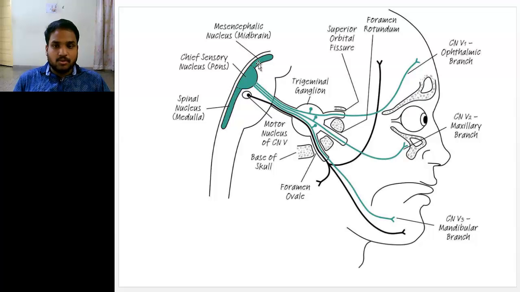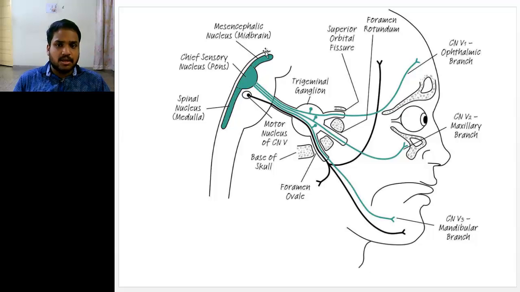It has got three nuclei, that is the mesencephalic nucleus that is situated in the midbrain, the chief sensory nucleus in the pons, and the spinal nucleus in the medulla. So see that the nucleus of the trigeminal nerve is very large, right? So the mesencephalic nucleus that is situated in the midbrain receives the proprioceptive information from the jaw, right?